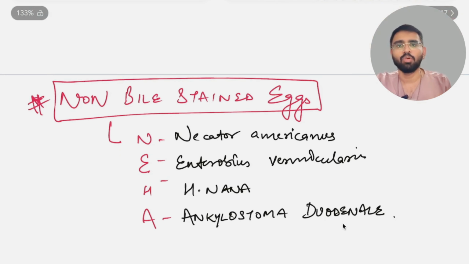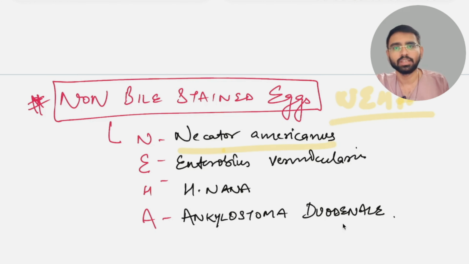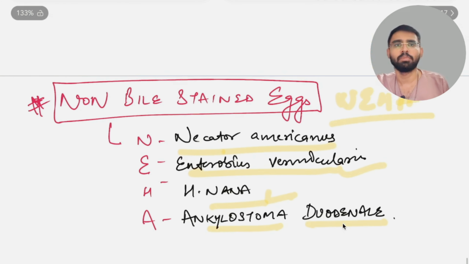So there is a mnemonic for non-bile-stained eggs also, NEHA. N stands for Necator americanus, E for Enterobius vermicularis, H for H. nana, and A for Ancylostoma duodenale. So please remember this mnemonic also.